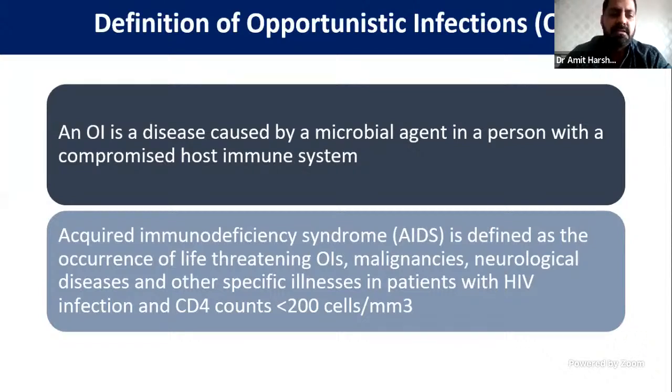And the acquired immunodeficiency syndrome, or AIDS, is defined as the occurrence of life-threatening opportunistic infections, malignancies, some of the neurological diseases, and other specific illnesses in patients with HIV infection, and specifically with CD4 count of less than 200 cells per cubic millimeter.